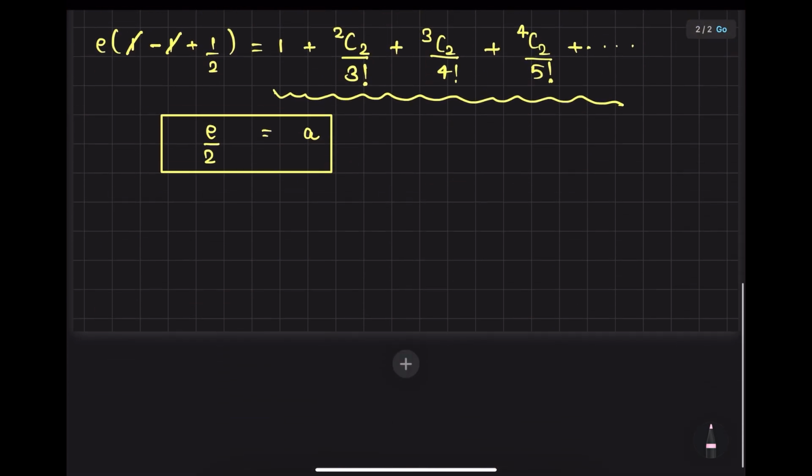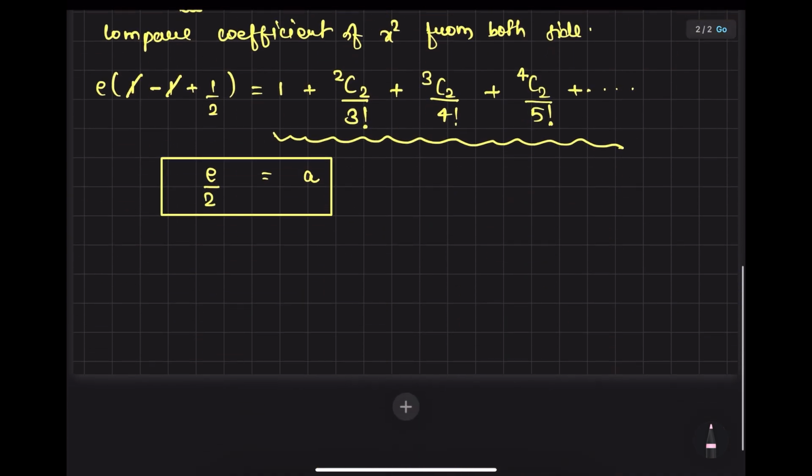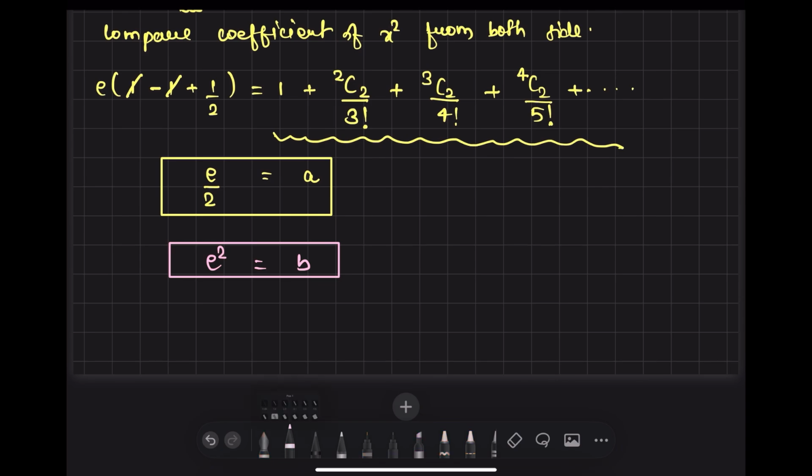Now we will replace x with 1. So LHS will become what? e power 1 plus 1, e square, and RHS will become what? B. So we got the value of B as e square. So the main part is you have to find out the value of A. If you know A, you are already done.